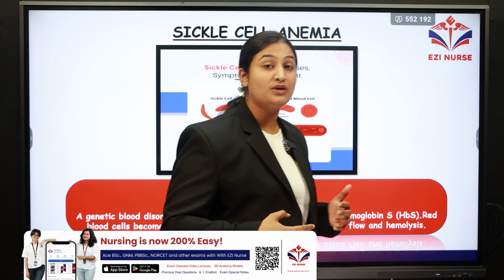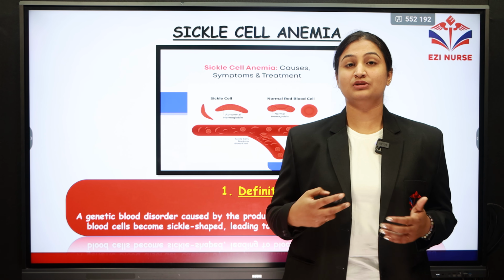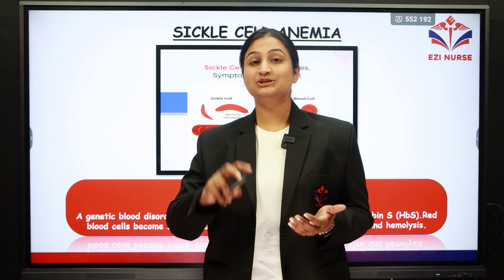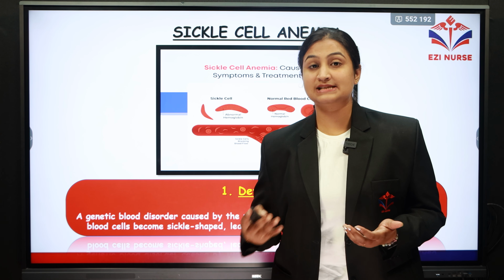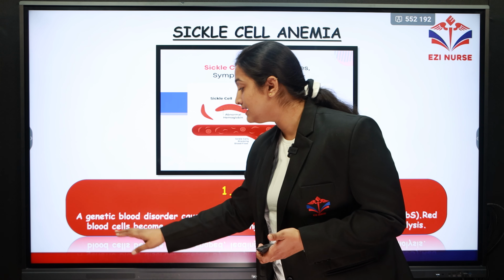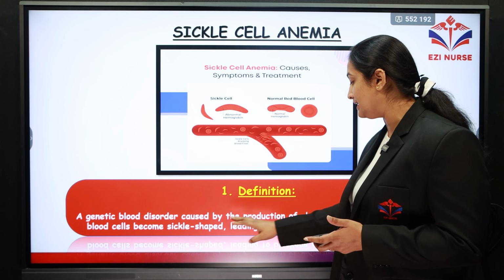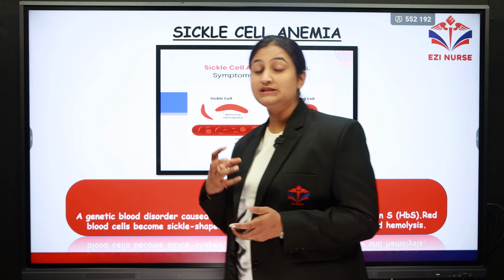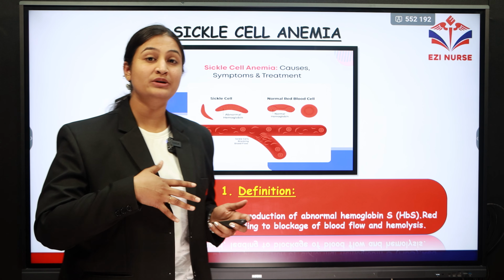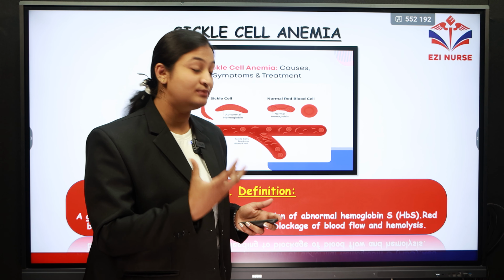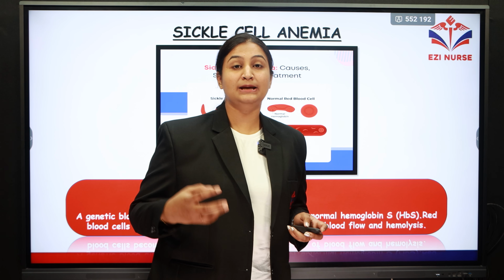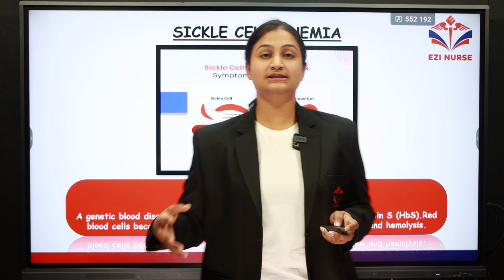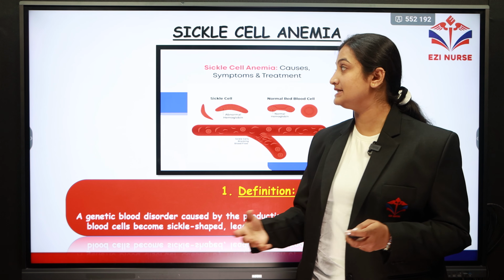So there's an abnormal hemoglobin level, or hemoglobin is produced abnormally. That is sickle cell anemia, wherein the sickling of cells is happening, and you can also see the blood cells become sickle shaped, leading to the blockage of the blood. There's interruption in the blood flow, and there is no proper blood flow, as well as hemolysis happening. So this is about the definition of sickle cell anemia.